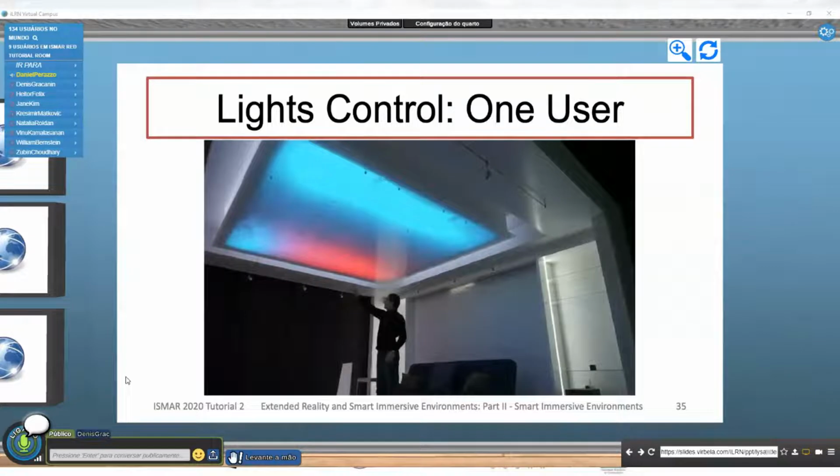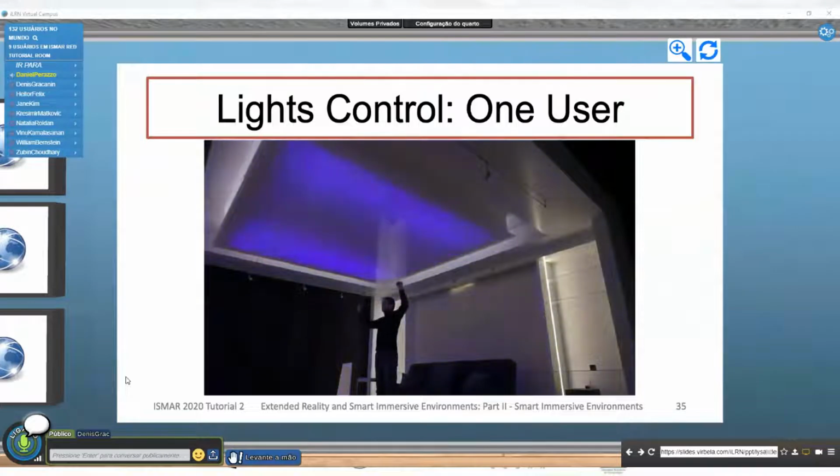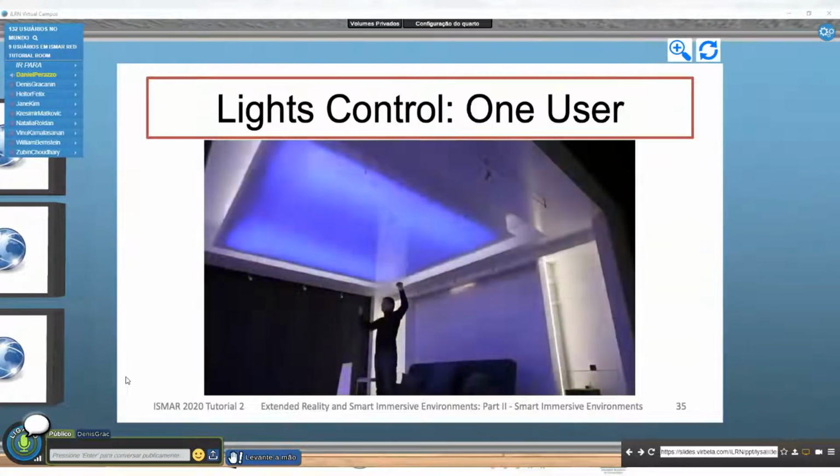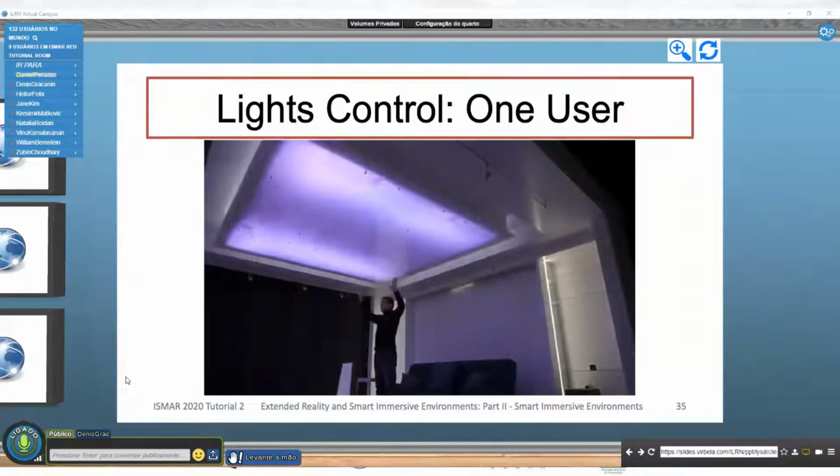And the way this was provided is that we have a smart immersive environment, and that immersiveness is not really just because we have an extended reality device. It's immersive in the sense that the environment itself provides both input and output services, so that the environment provides body tracking services and provides visual display services.